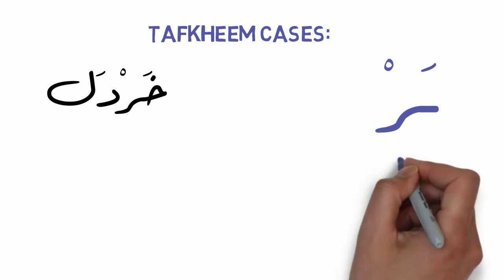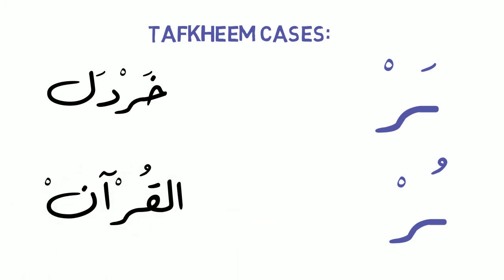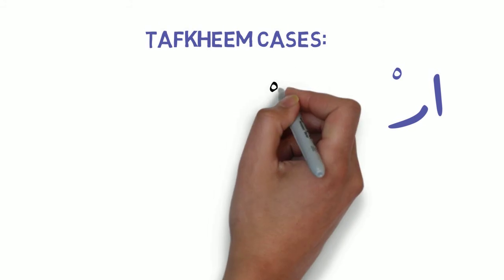Another case is when the Ra itself has a sukoon, but the letter before it has a fatha. In that case, it also carries a tafkheem, such as in the word khardal. The Ra has sukoon, but the Kha has a fatha. Other cases when Ra also has sukoon, but the letter before it has a dhamma, such as in the word Al-Quran. If you hear any sheikh or any person who reads the Quran, you'll notice they read it with a tafkheem.